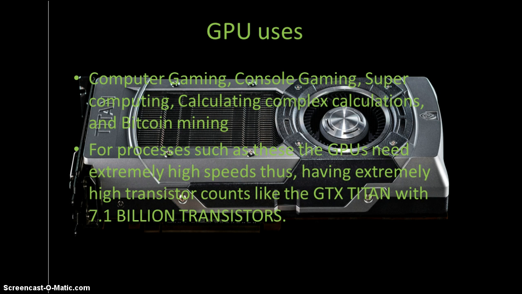A hash is a mathematical equation which is done in hopes of solving a mathematical equation with the Bitcoin and Litecoin mining process, which rewards the user with a block, a large amount of cryptocurrency. For processes such as these, the GPUs need extremely high speeds, thus having extremely high transistor counts, like the GTX Titan with 7.1 billion transistors becomes extremely useful.